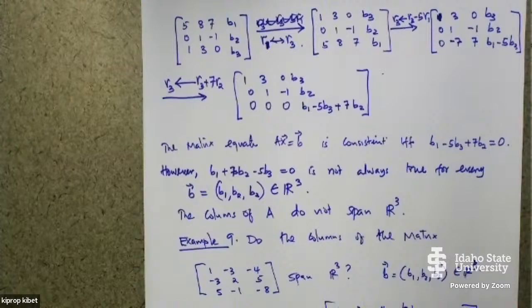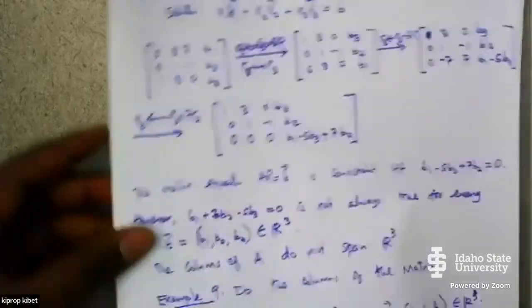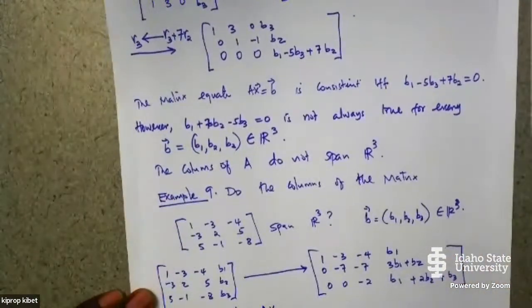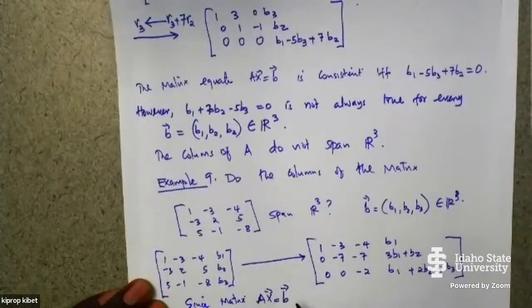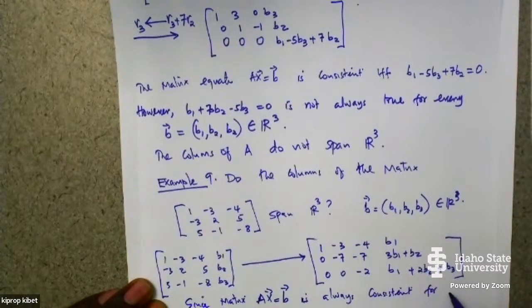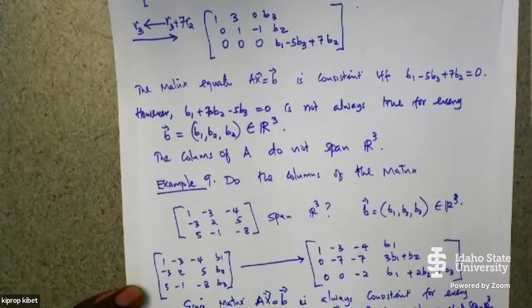So therefore, we can say, since the matrix equation AX equals B is always consistent for every B, an element of R3, the columns of A span R3.